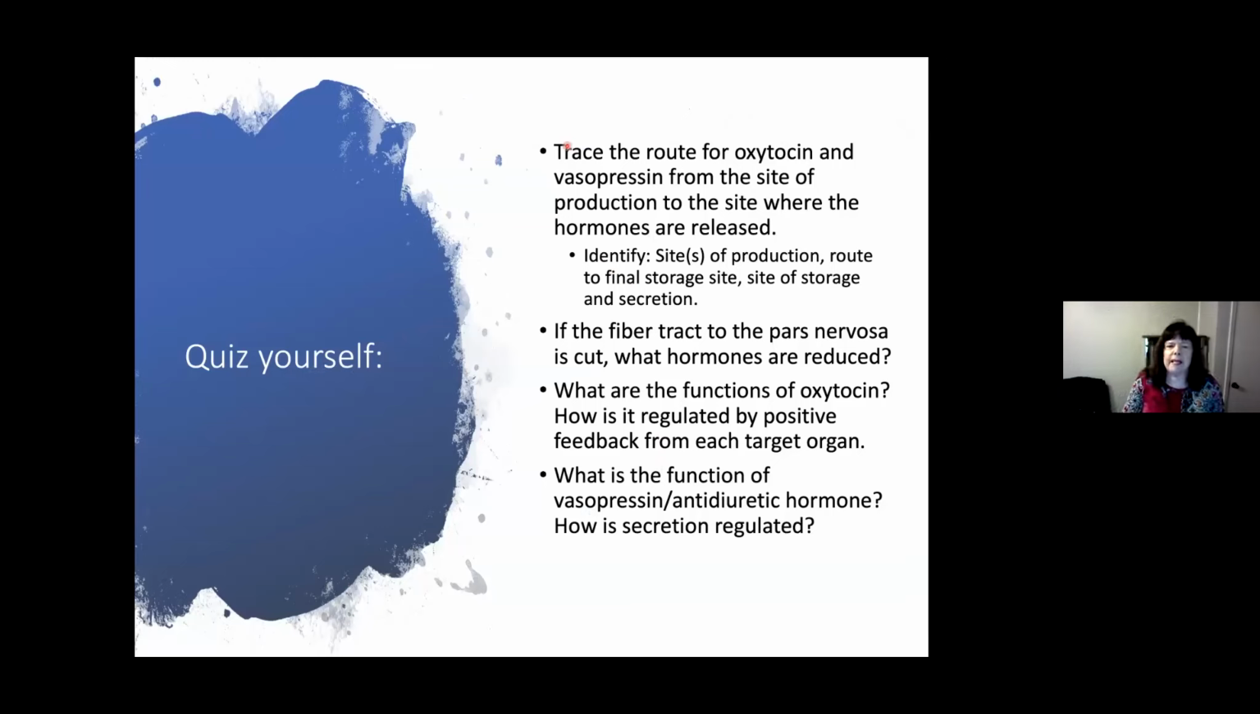So basically, quizzing yourself: identify the sites of production, the route to the final storage site, and the storage site itself. So know where oxytocin and vasopressin are produced. They're not produced in the posterior lobe, they are only stored there. This is a good question that I like to give, and just be able to go through and identify these sites and where they're secreted.